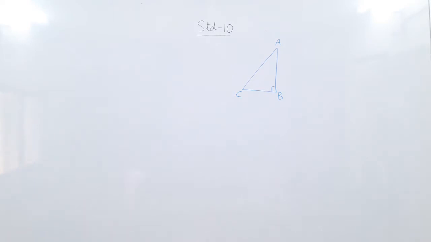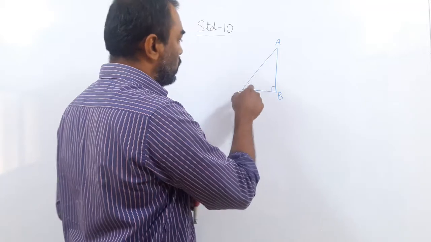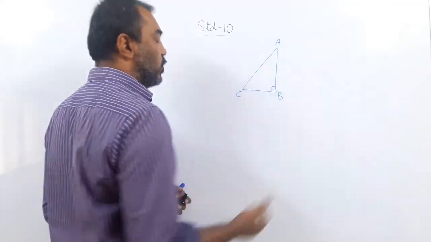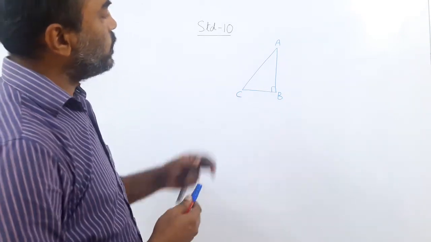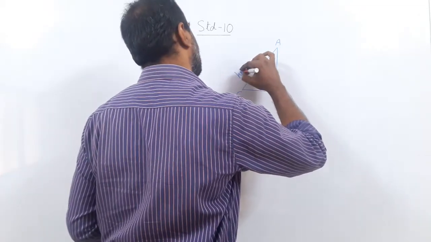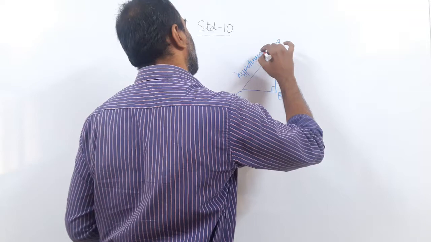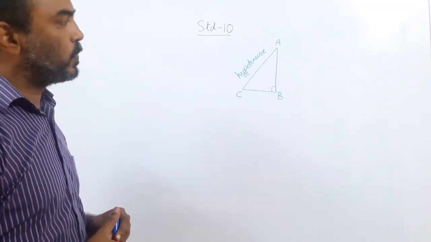Now, I told you yesterday this right angle triangle has got two acute angles. You can call it just angle C and angle A or alpha, beta, theta, whatever Greek letter. But first things first. The side opposite to the right angle is called the hypotenuse, right? So do not forget the name. The side opposite to the right angle is called the hypotenuse.